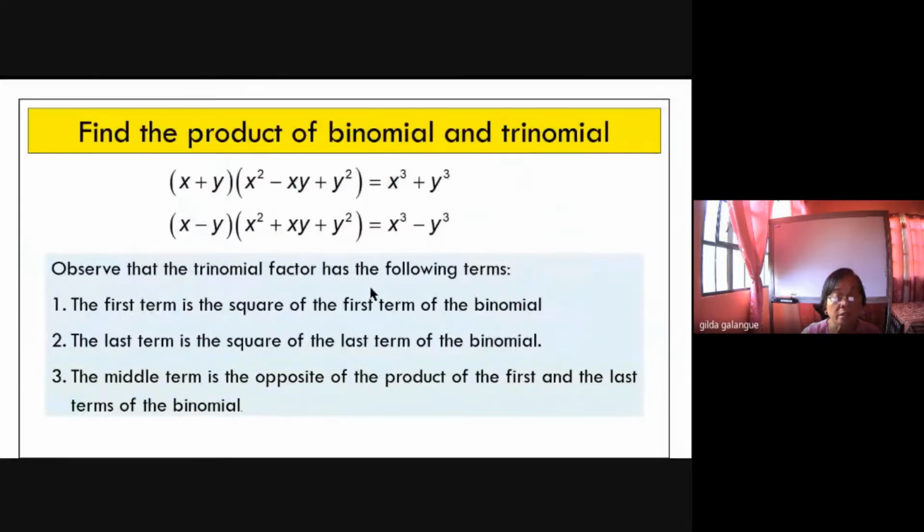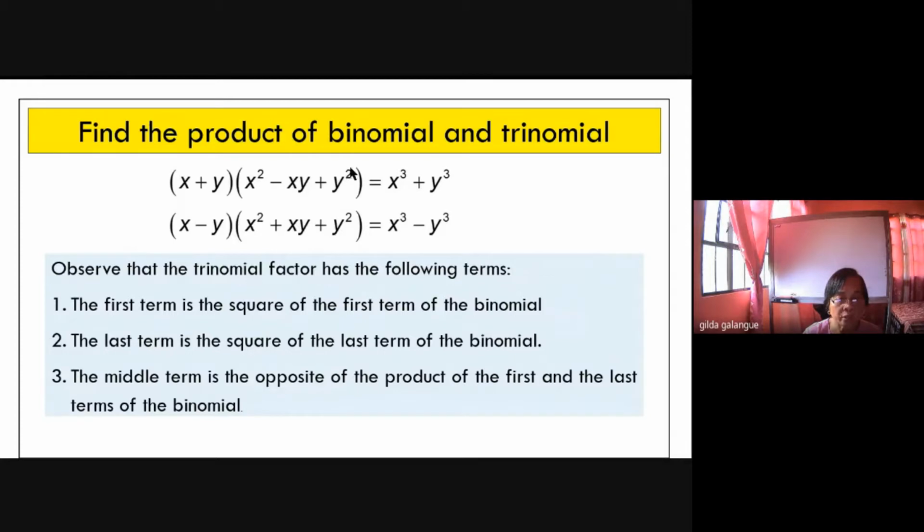Alright, we have this given. The quantity of x plus y times the quantity of x squared minus xy plus y squared. Look at our given. How do we find x squared? We just square x. Then after that, we multiply the two. We change the sign. This will become negative xy. Then y times y, this will become y squared.